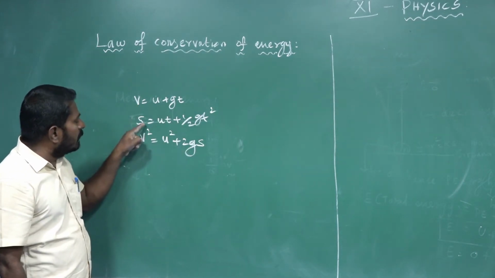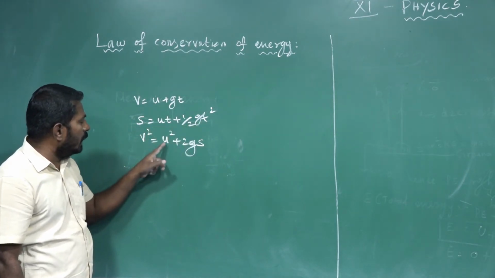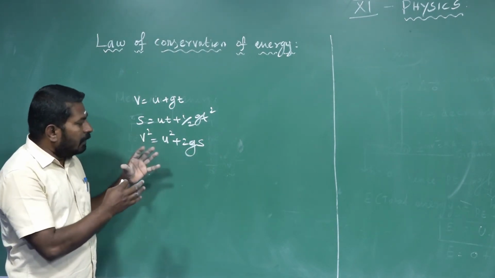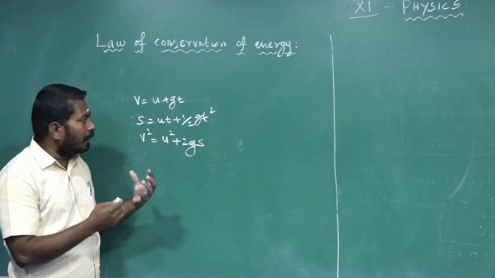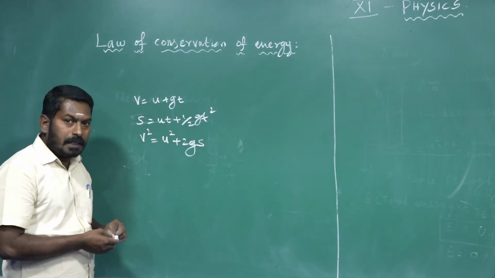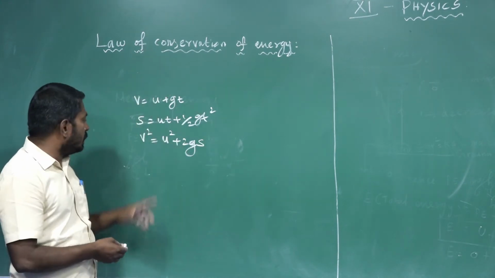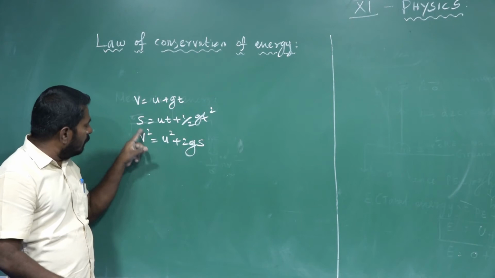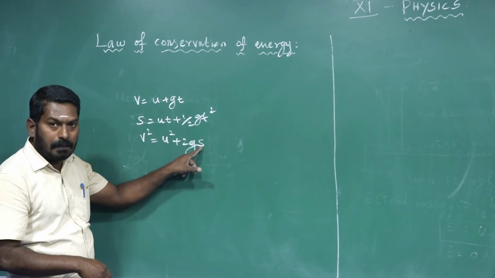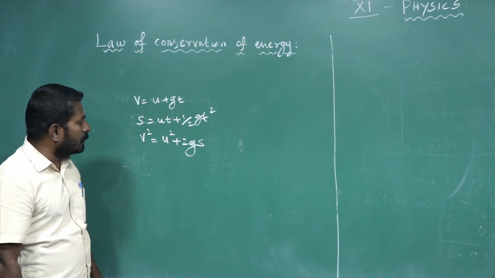S is the distance travelled by an object, which is equal to ut plus half gt square. V square is equal to u square plus 2gs. These three equations are very helpful to us to calculate velocity at any instant of time, and distance covered by an object at any instant of time, if the body is thrown vertically upward or is a freely falling body. V is also the velocity of your body at any instant of time if you know the distance covered by the body at that instant of time. So V square is equal to U square plus 2GH.